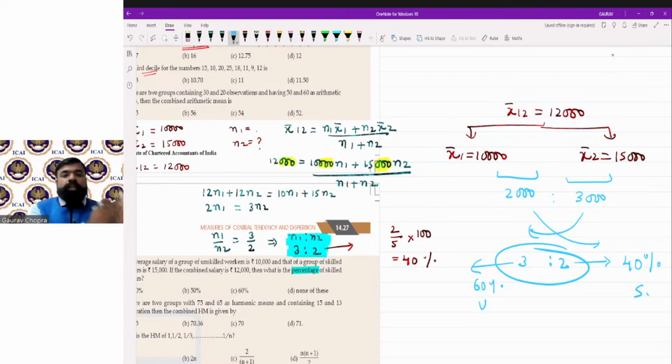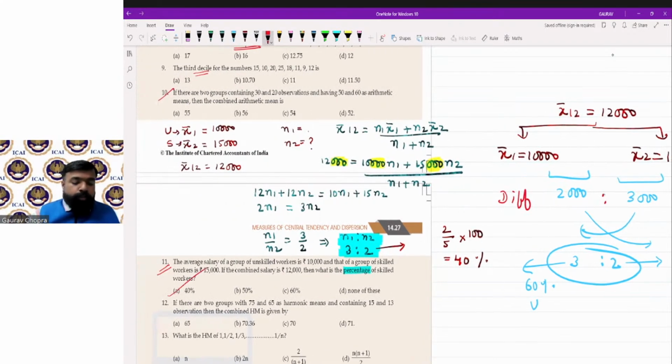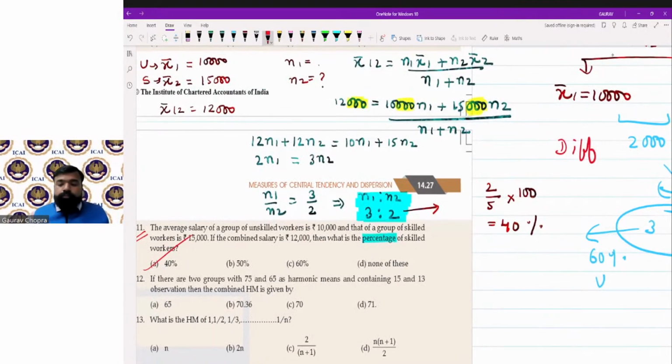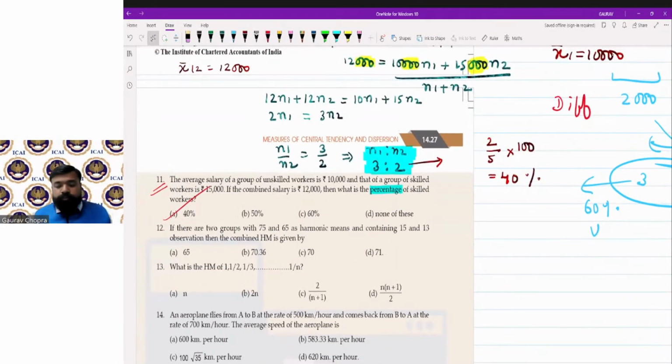Okay, so write 12,000 in the middle, then 10,000 and 15,000. Now take the difference, so you have taken the difference 2,000 and 3,000. Now, what we have done, we have changed their positions. We have done the reciprocal, because whenever we do cross multiplication, it goes to the other side using the formula. But this is the shortcut method. We have simply changed them and got the ratio as 3:2. So 60% is unskilled workers and 40% is skilled workers. We require the percentage of skilled workers, so option A, 40, will be the correct answer.